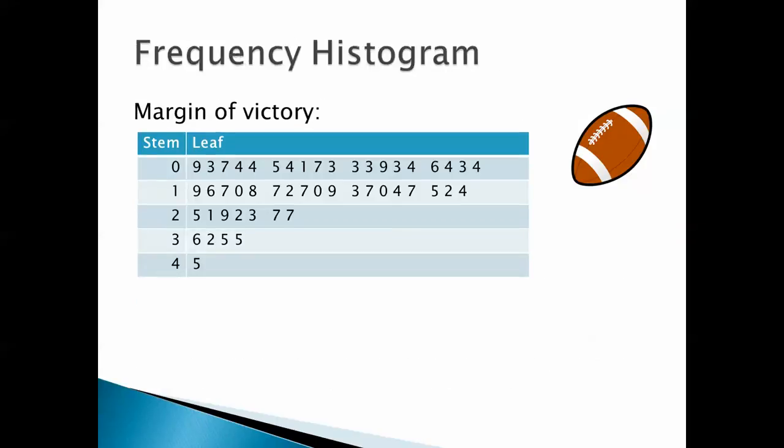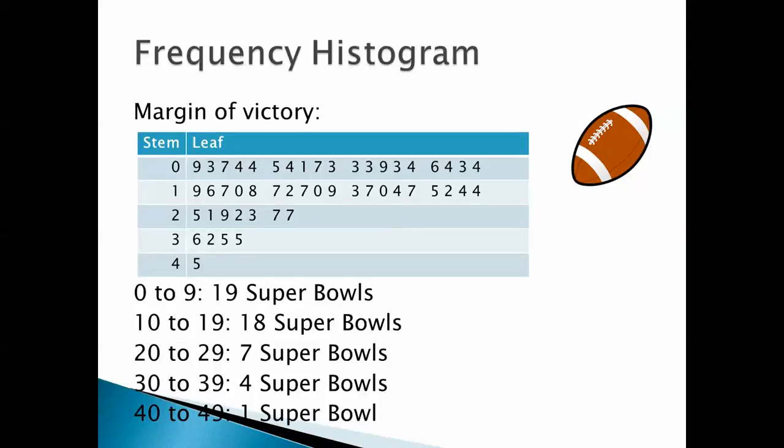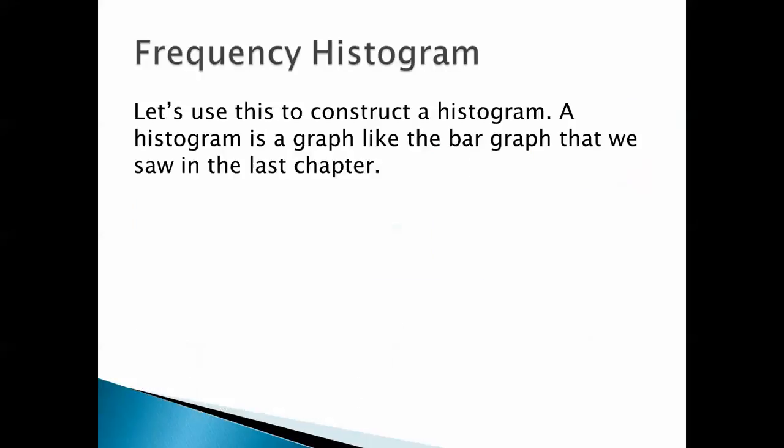We can use this to generate what's called a frequency histogram. Here we've got, again, the margin of victory. From 0 to 9, there were 19 Super Bowls. 10 to 19, there were 18 Super Bowls. 20 to 29, there were 7 Super Bowls. 30 to 39, there were 4 Super Bowls. And 40 to 49, that was the margin of victory in 1 Super Bowl.